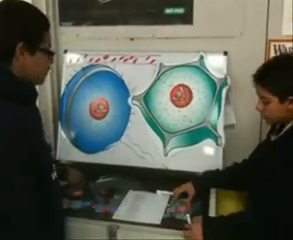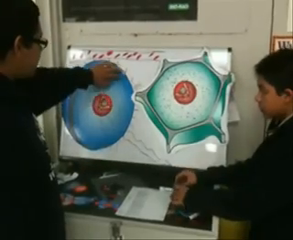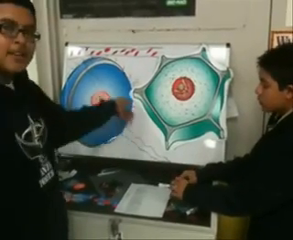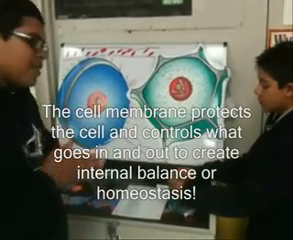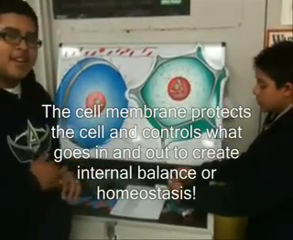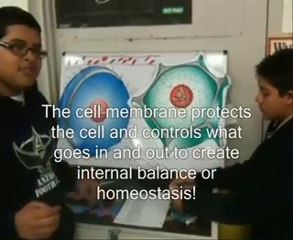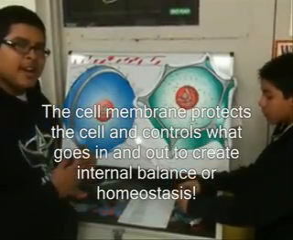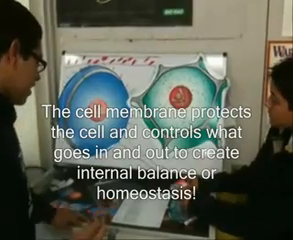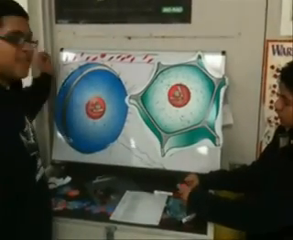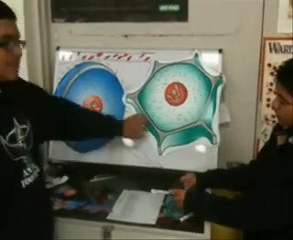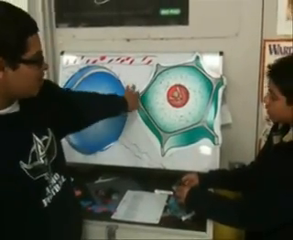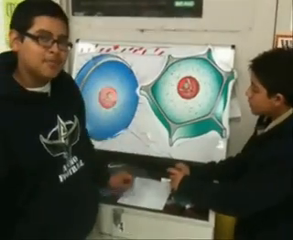Second, this is the cell membrane. It's like the outside of the cell, like a barrier, and it protects everything inside and outside. It controls everything that goes into it and out of it. Let's say there's a bacteria trying to get in, the cell membrane will stop it from getting in and out. But the plant cell has a stronger outside because it has a cell wall.